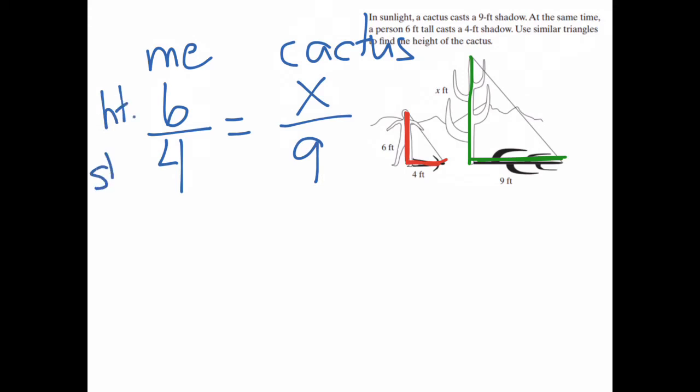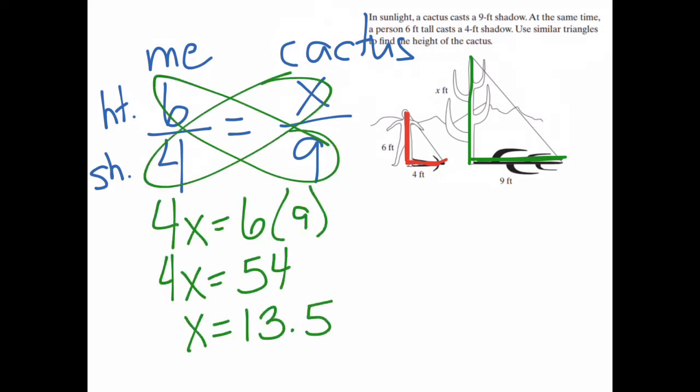And again, you can mix those up as long as you're consistent. Then you'll use the cross product property to solve for x. And what you get is that the cactus is 13.5 feet tall.